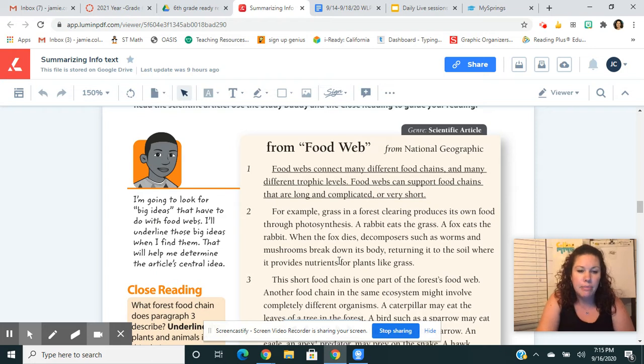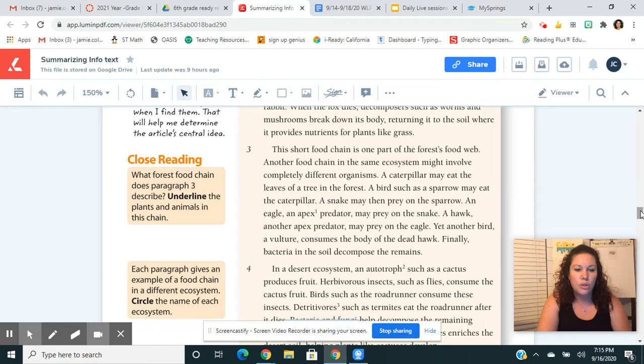Food webs connect many different food chains and many different trophic levels. Food webs can support food chains that are long and complicated or very short. For example, grass in a forest clearing produces its own food through photosynthesis. A rabbit eats the grass, a fox eats the rabbit. When the fox dies, decomposers such as worms and mushrooms break down its body, returning it to the soil where it provides nutrients for plants like grass. This short food chain is one part of the forest food web.